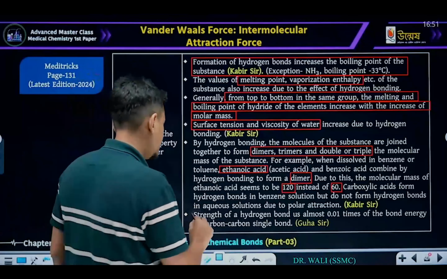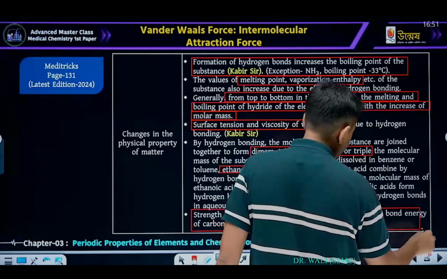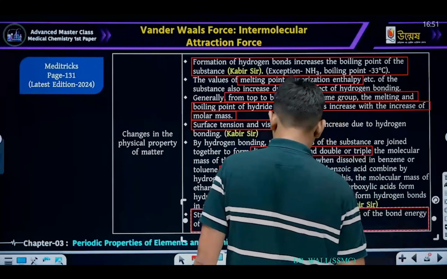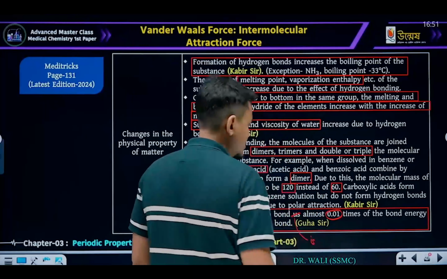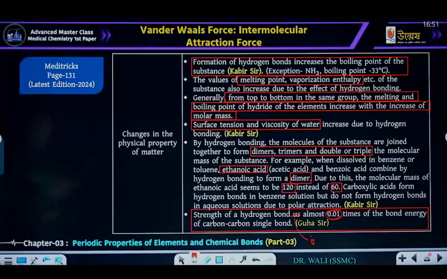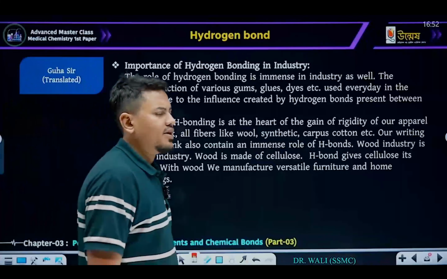Strength of a hydrogen bond. This is very important information. The strength of a hydrogen bond is almost 0.01 times the bond energy of a carbon-carbon single bond. This is very crucial information. A carbon-carbon covalent bond is 100 times stronger than a hydrogen bond. The importance of hydrogen bond is very large.